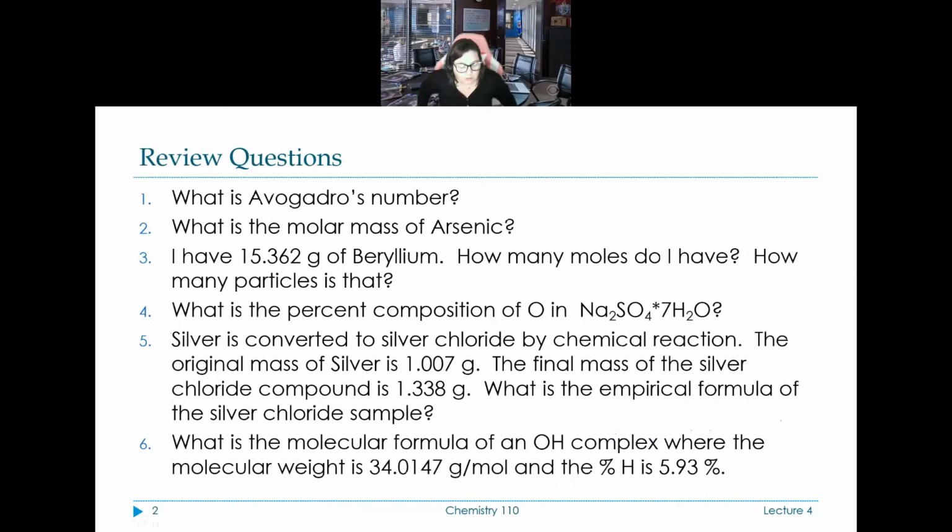What is Avogadro's number? Avogadro's number is one of those things that you probably should know. The number is 6.022 times 10 to the 23rd particles per mole. Okay, awesome. We can do that.